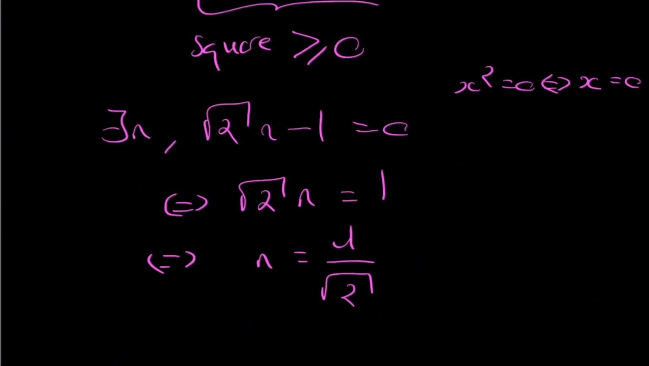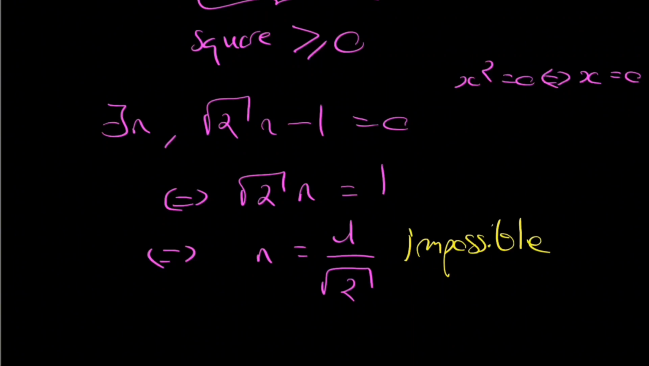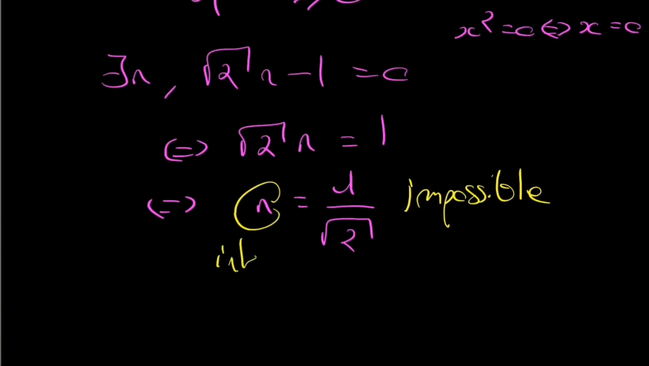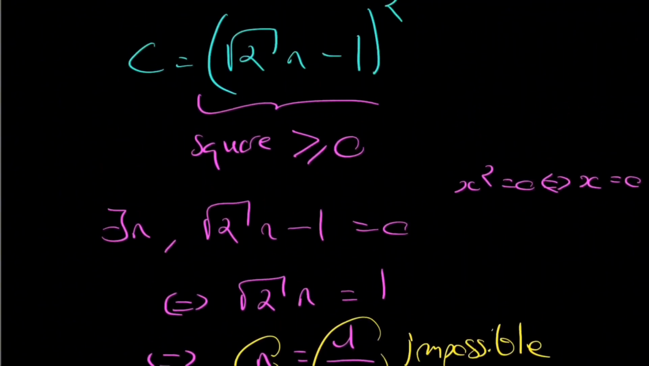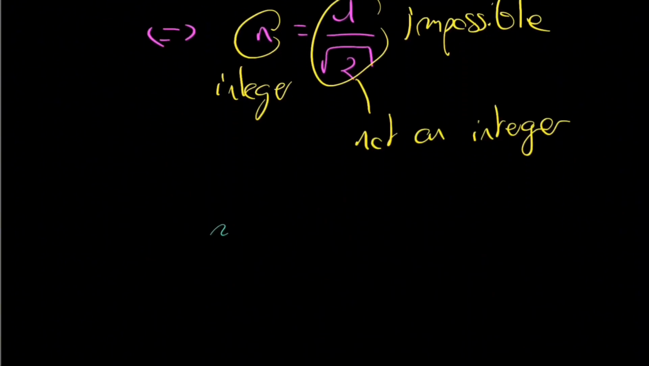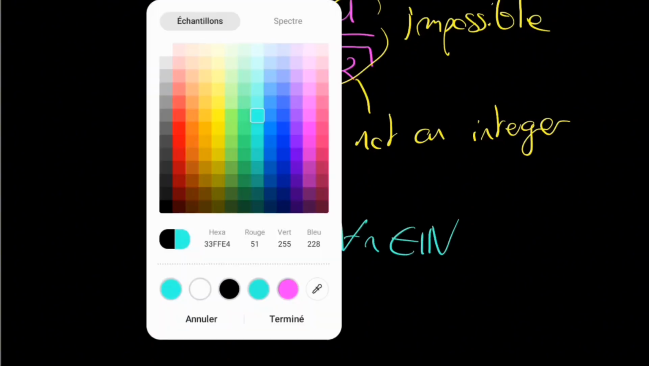And this is, of course, impossible, because here we have an integer and here absolutely not an integer. And so we have this square that is always greater or equal to 0, and we just proved that it was not equal to 0, so c is strictly greater than 0 for all integers n.